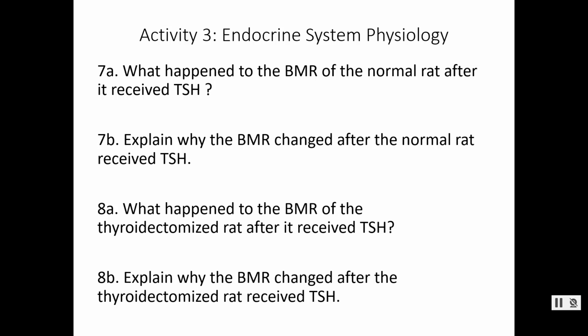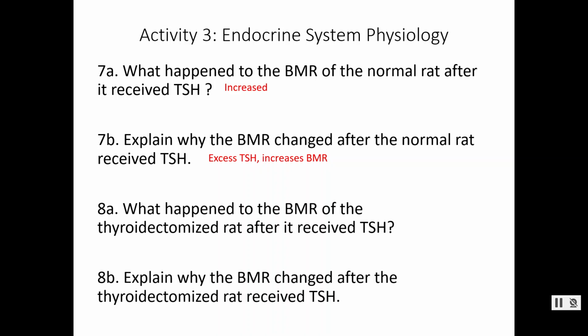What happened to the BMR of the normal rat after it received TSH? Okay, it increased. Why did it increase? Because now you have excess thyroid stimulating hormone. So our perfectly normal rat was making perfectly normal amounts of TSH. We were stimulating our thyroid like we were supposed to already. Our BMR was normal already. We have increased all of these things. Our BMR has now gone above normal.